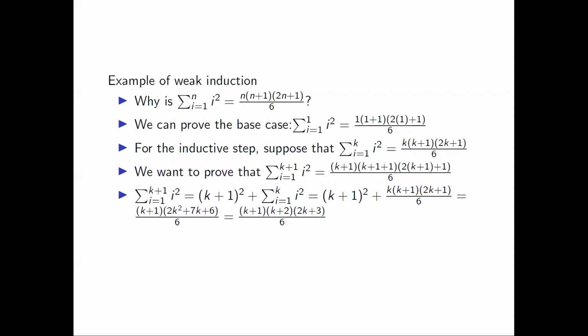And then we can write that k plus 1 squared as k plus 1 times 6k plus 6 over 6. And then we can combine the two fractions and we get k plus 1 times the quantity 6k plus 6 plus 2k squared plus k, and then all of that over 6. And it simplifies to give us k plus 1 times k plus 2 times 2k plus 3 over 6, because 2k squared plus 7k plus 6 is k plus 2 times 2k plus 3.